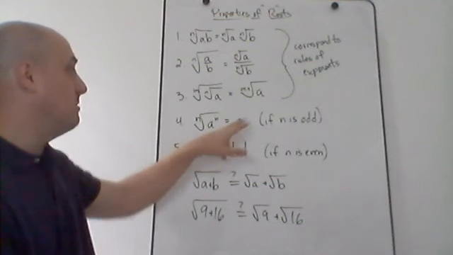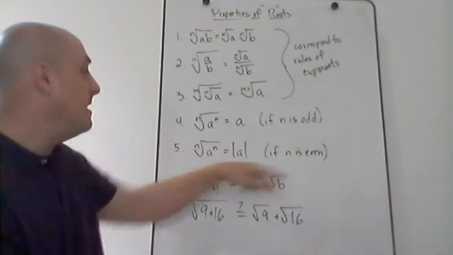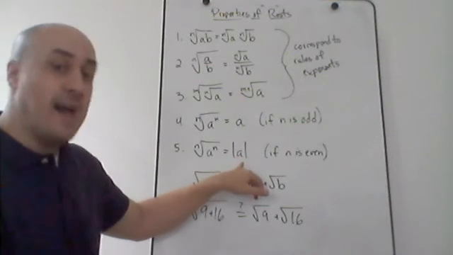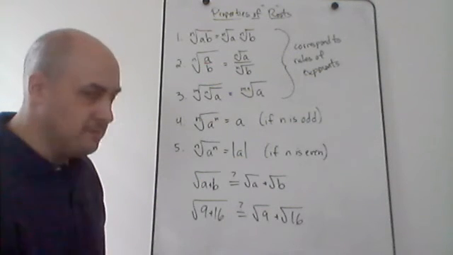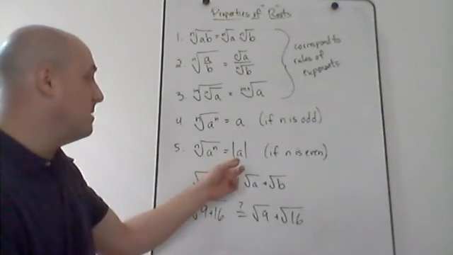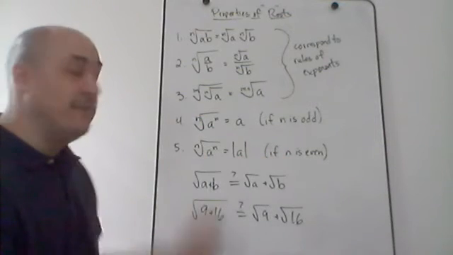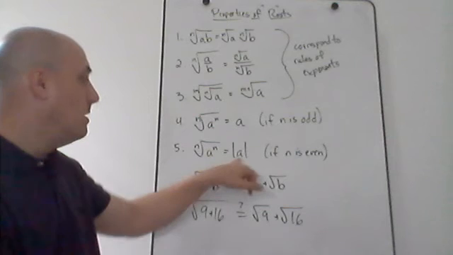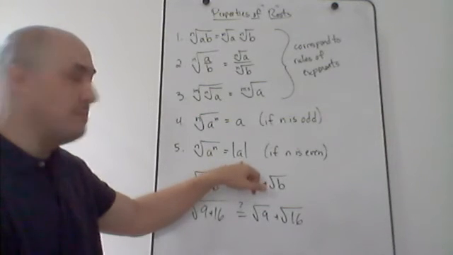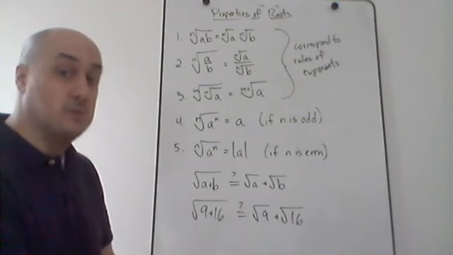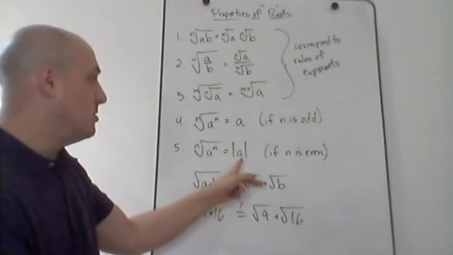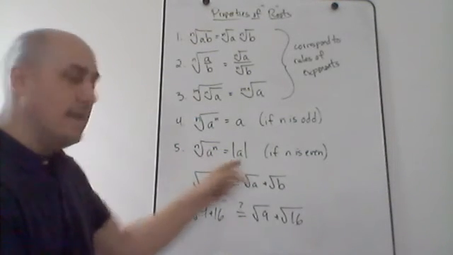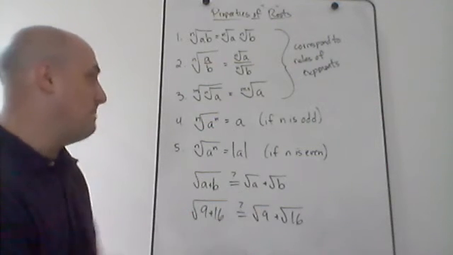It cancels directly if n is an odd number. If n is an even number, then the nth root of a to the n equals the absolute value of a. If you recall, the reason we have to have that is because if we're taking an even root of something, our answer has to be a positive number. The absolute value makes whatever's inside there a positive. So this ensures that no matter what a was, when I take that even root, it has to come out to a positive. So we do the absolute value of a.